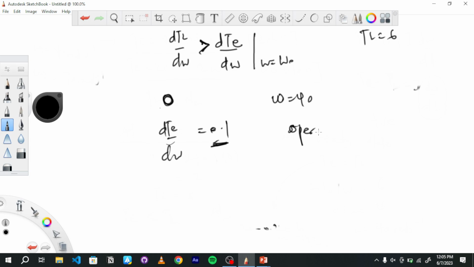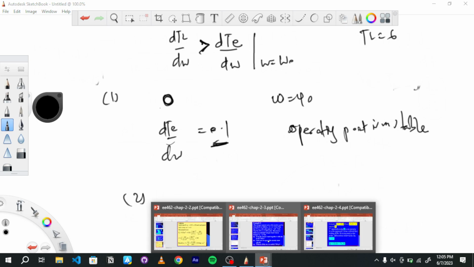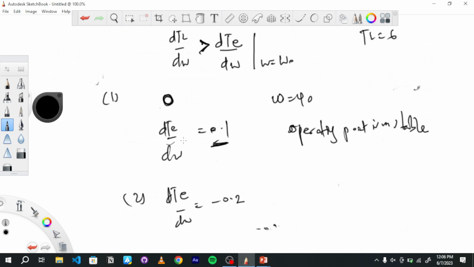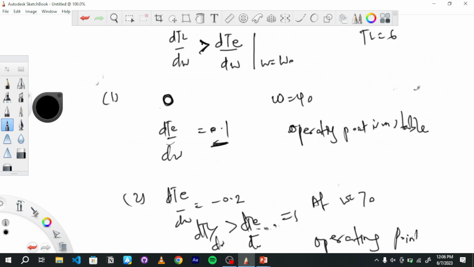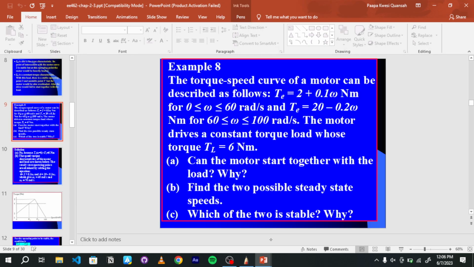Now let me take the second case. dTL d omega is always constant, so that gives me 0. Let me find dTE d omega in the second case. That gives me minus 0.2, which is less than 0. So here dTL d omega is greater than dTE d omega, which implies that at omega equal to 70, the operating point is stable. And that's how we'll go about this question.